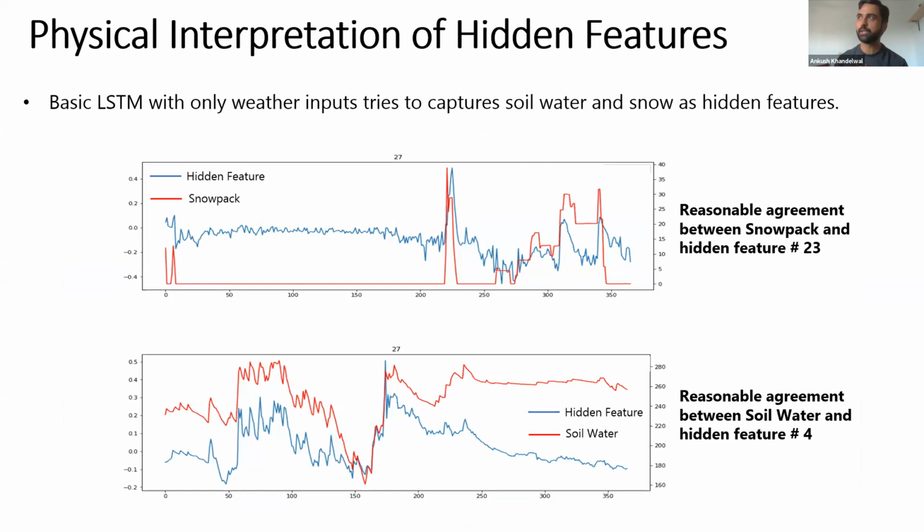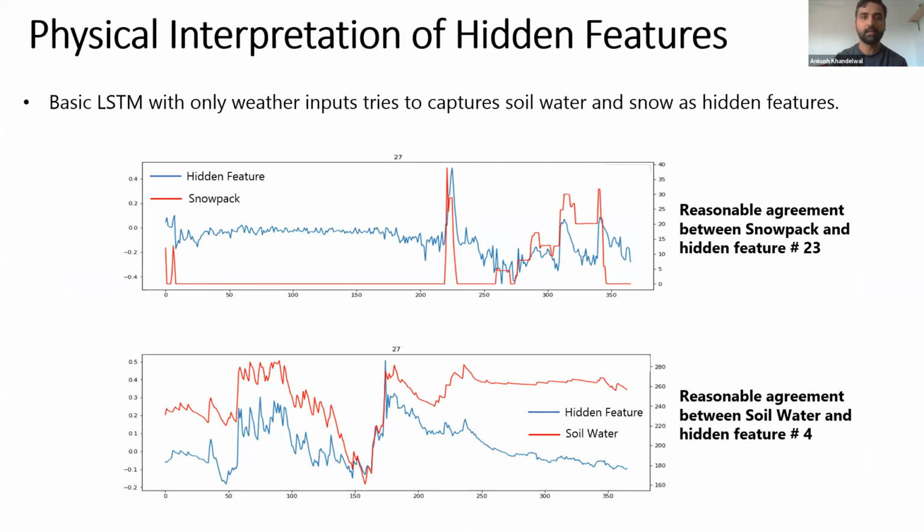Now the final slide is about interpretability. What we did is we tried to compare our results from an LSTM with our physical variables to see if there is any physical meaning. In this case, we just used our plain LSTM, which has a single module that takes inputs and produces stream flow. And then we compared the hidden features, since we have 28 possible hidden features, with some of the known quantities.